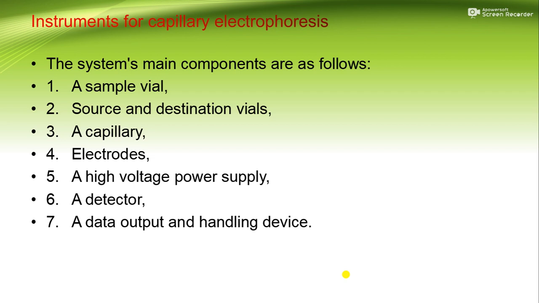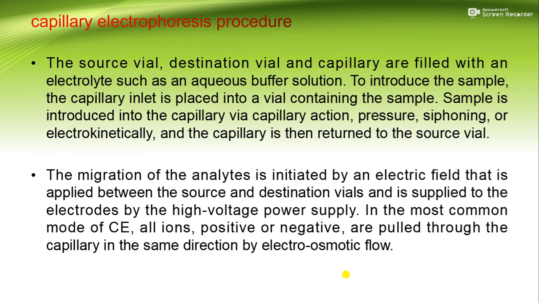Instruments for capillary electrophoresis. The system's main components are as follows. 1. A sample vial. 2. Source and destination vials. 3. A capillary. 4. Electrodes. 5. A high voltage power supply. 6. A detector. 7. A data output and handling device.